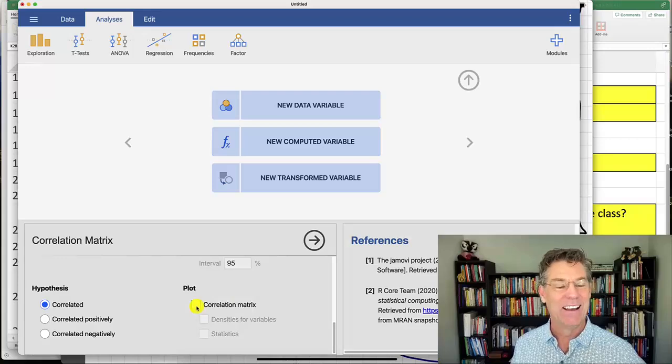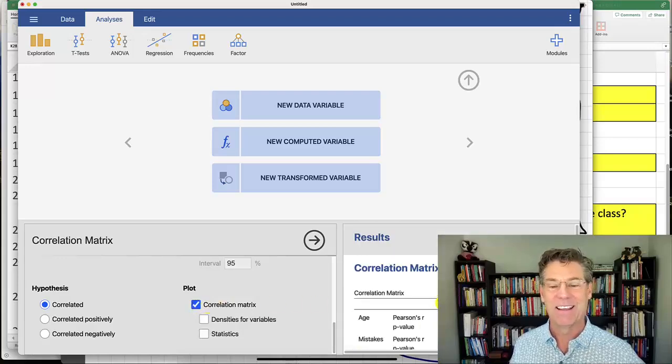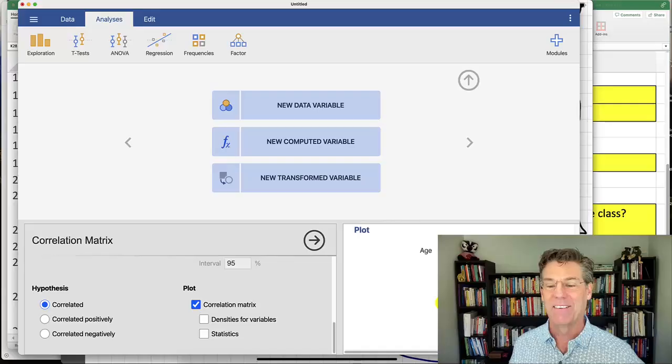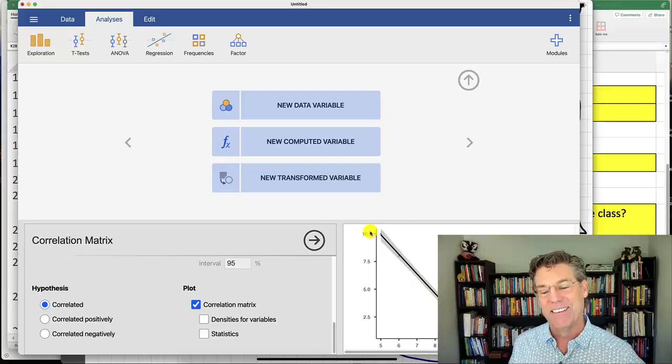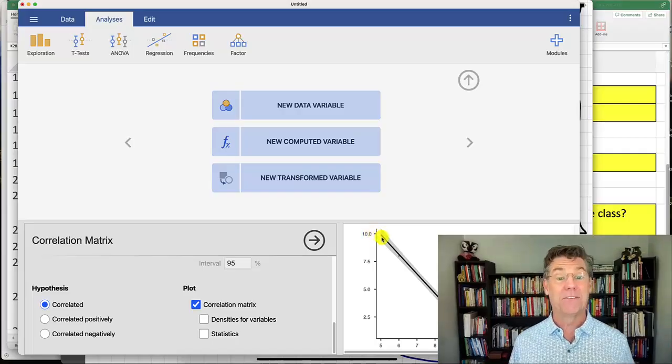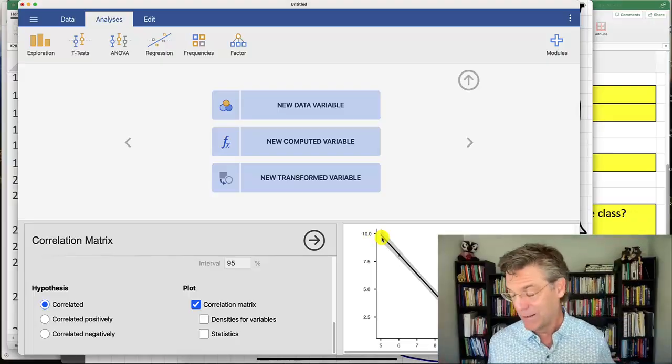So I can show you the, let's see. Yeah, there it is. So there's the data. It's almost exactly perfectly on a line. So that was kind of unintentional, but yeah, that happened.